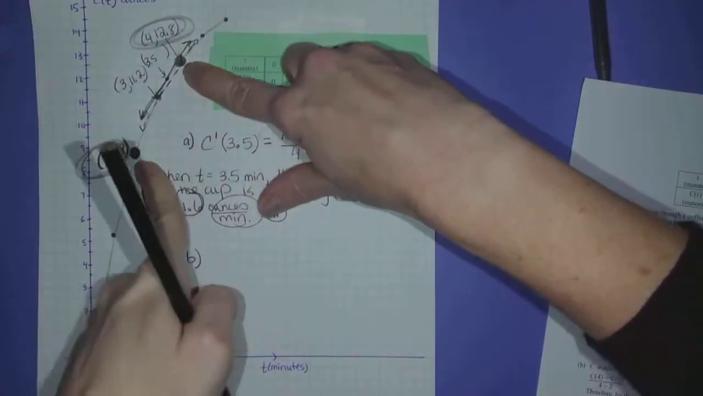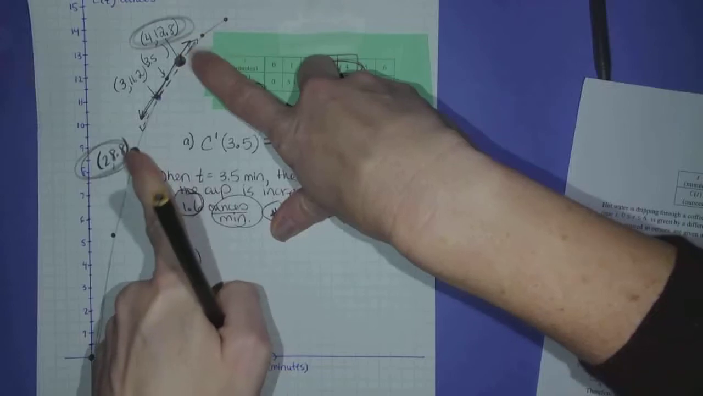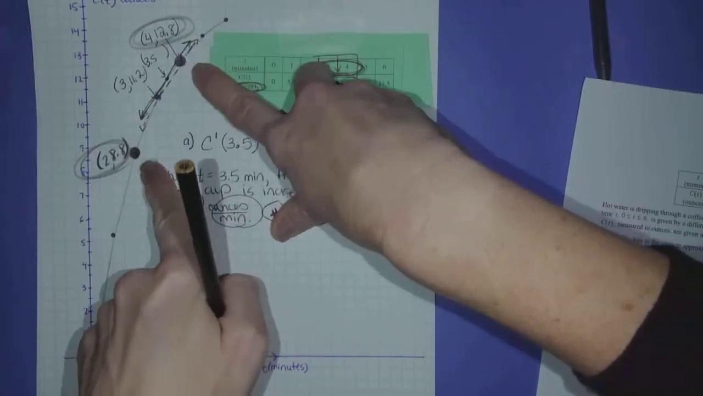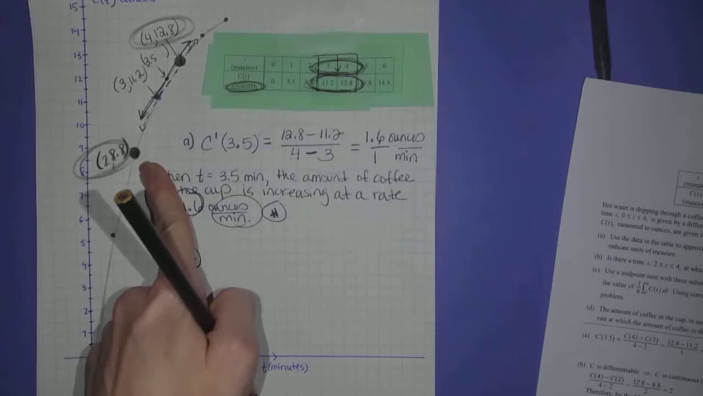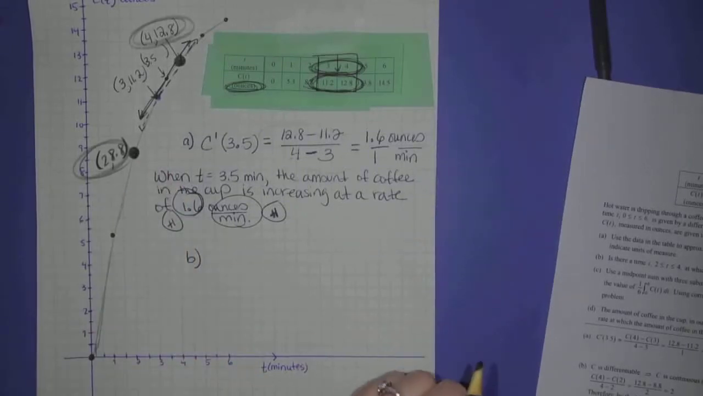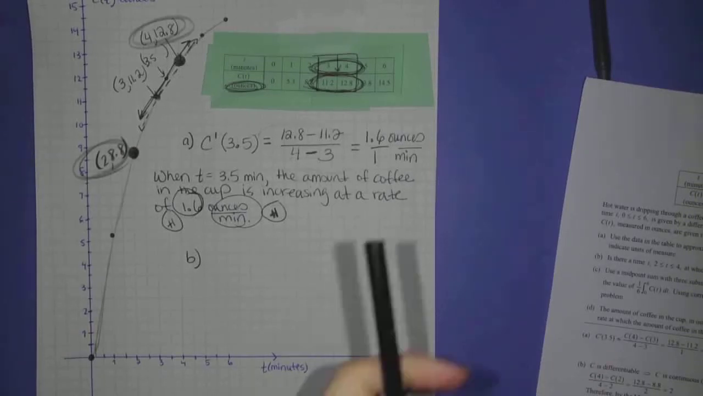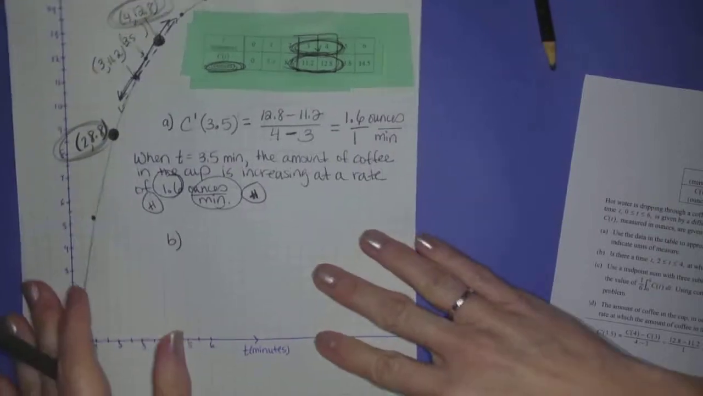Boom, boom. Okay. Is there a time between 2 and 4 at which the derivative or the slope is equal to 2? And they want me to justify my answer. Well, the first thing I checked on the slope.